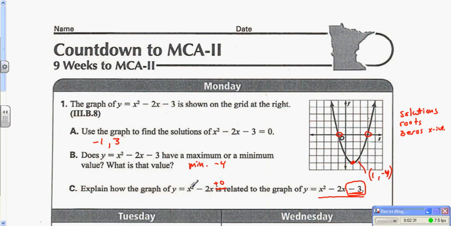So in this case, y equals x squared minus 2x is the same as y equals x squared minus 2x minus 3, shifted up 3 units. There we go.